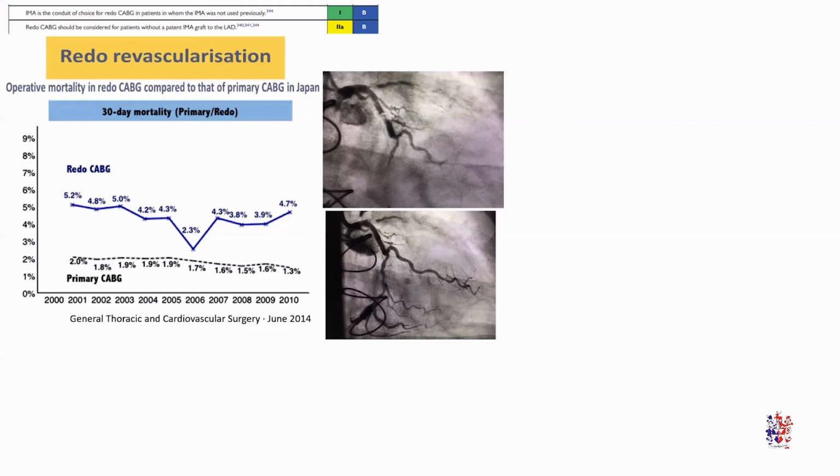What isn't discussed in the guidelines is redo revascularization. That means the patients had prior CABG, and these are the mortality rates in Japan of primary CABG. And then a couple of years later, maybe 10 years later, they have revascularization issues. And this is the mortality with redo CABG. So this is a time, if you've got a patent left internal mammary and you've got an occluded graft to an obtuse marginal, where PCI may be superior.